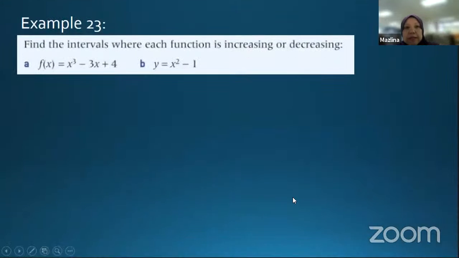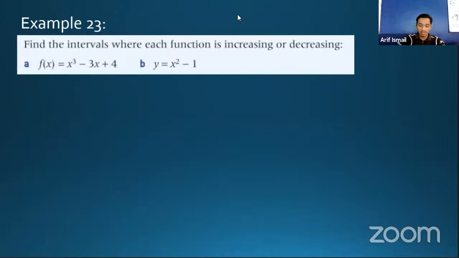Okay, let's say we take this one. The question asks for the interval where each function is increasing or decreasing. From the previous class, you can see my screen, right? Yes, teacher, we can. Okay, all right. So from our previous example, we have this function and want to find the interval where it is increasing or decreasing.